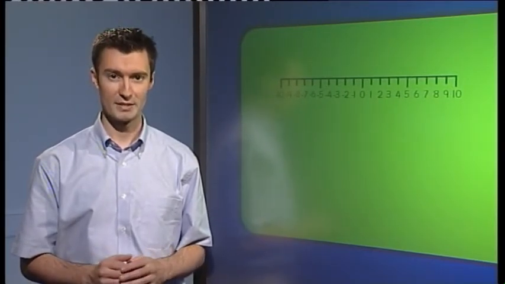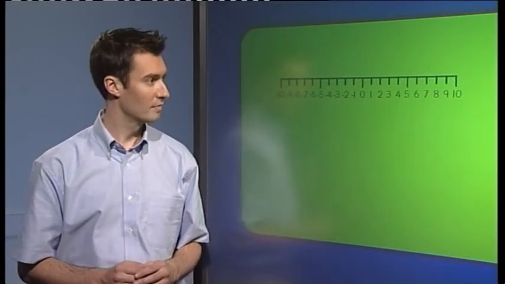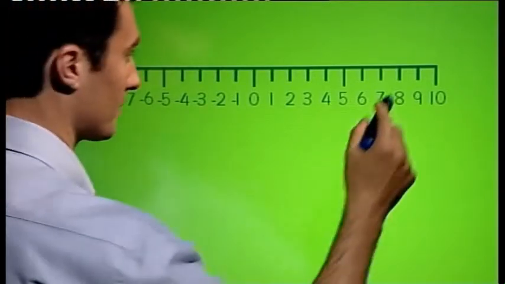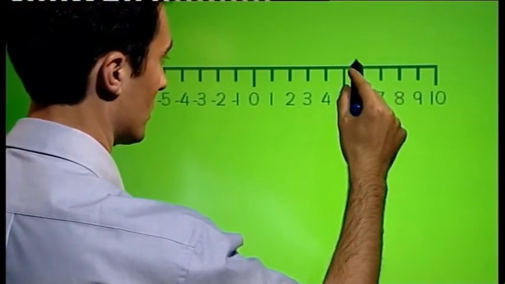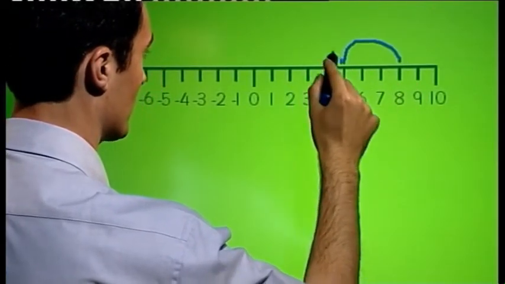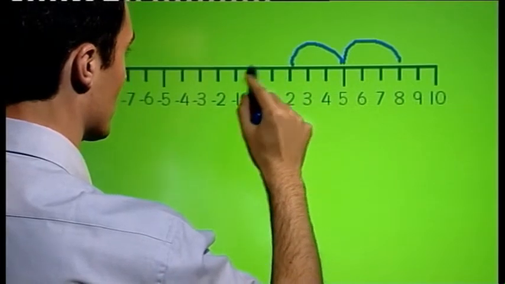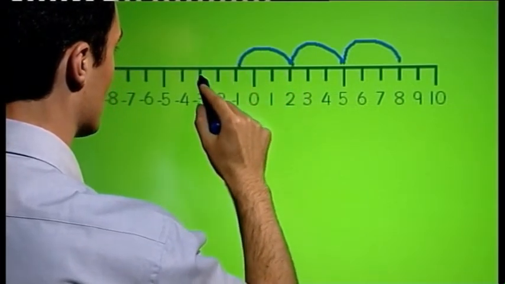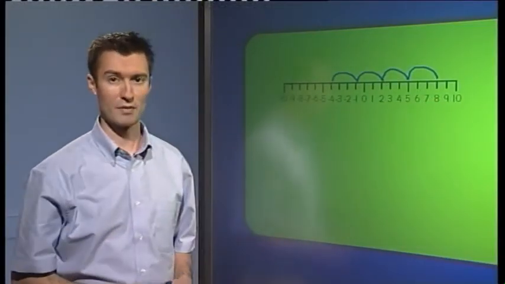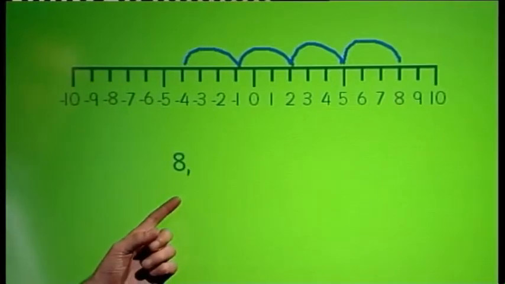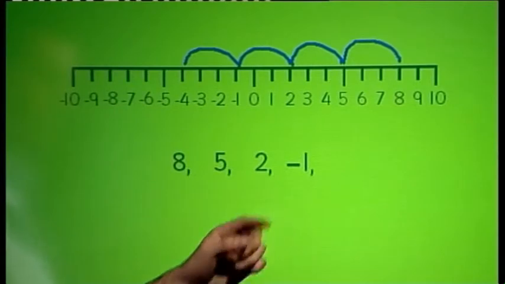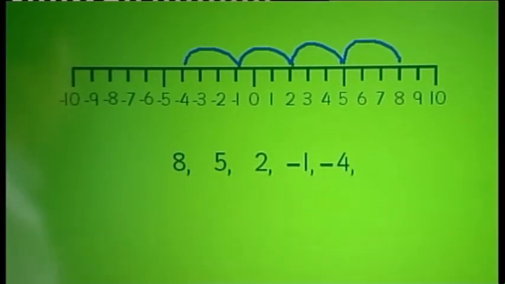What sequence do you get if you start at positive 8 and count back in threes? So let's see. We start at 8, count back 3. 1, 2, 3. So that brings us to 5. 1, 2, 3 brings us to 2. 1, 2, 3. Negative 1. 1, 2, 3. Negative 4. So writing that down then, the sequence looks like this. 8, 5, 2, negative 1, and negative 4.